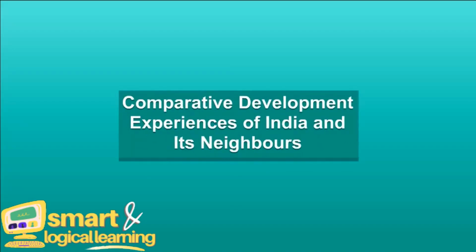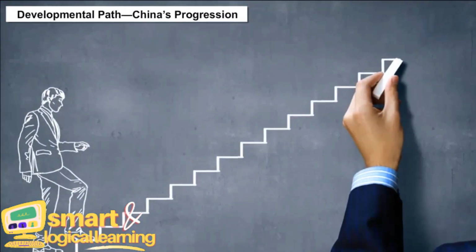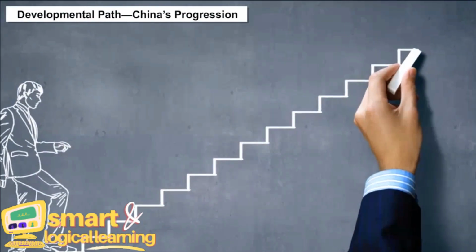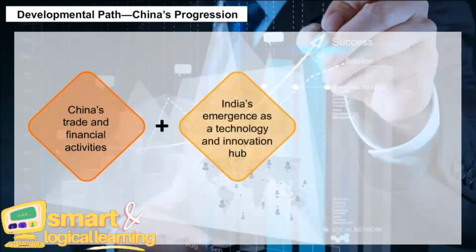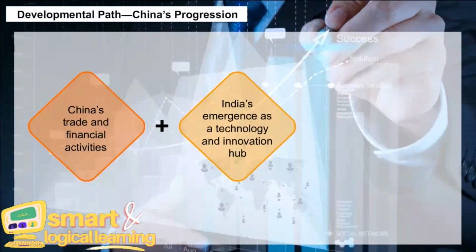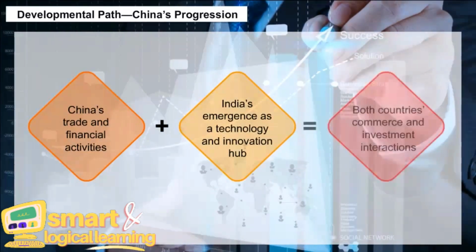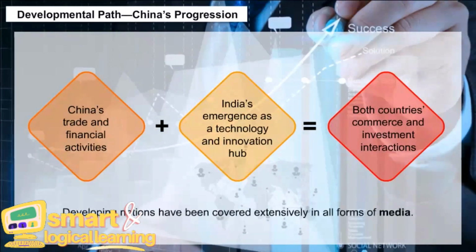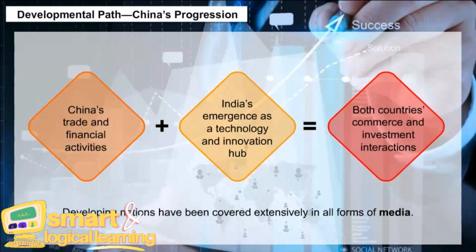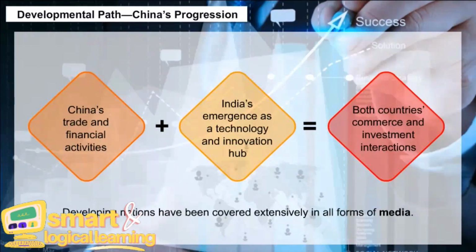Comparative development experiences of India and its neighbors. Developmental path, China's progression. China's trade and financial activities. India's emergence as a technology and innovation hub, and both countries' commerce and investment interactions with other developing nations have been covered extensively in all forms of media.